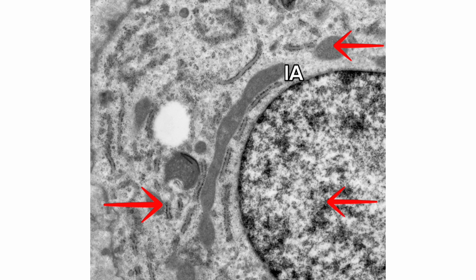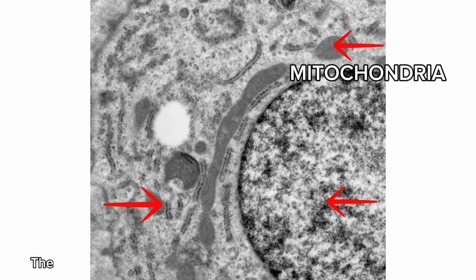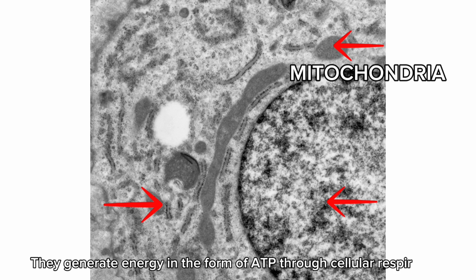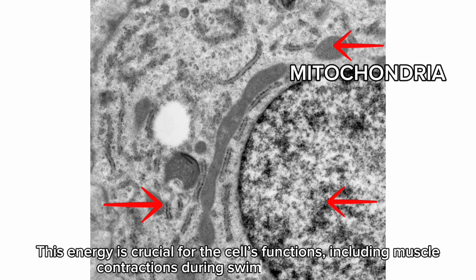The mitochondria. Mitochondria are the powerhouses of the cell. They generate energy in the form of ATP through cellular respiration. This energy is crucial for the cell's functions, including muscle contractions during swimming and jumping.